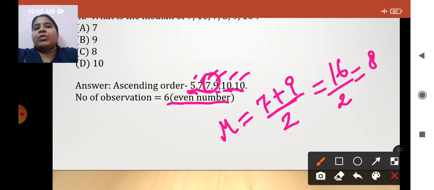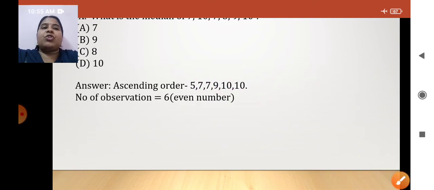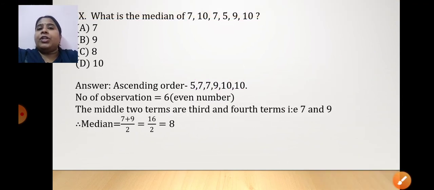So out of these options, which one is the correct one? Option C. I hope you have revised all the steps of median now. First step is to write the given observations in ascending order. The number of observations is even. So median will be the average of the middle two terms, which are the third and the fourth term, that is 7 and 9. So median will be 7 plus 9 upon 2, 16 upon 2, that is 8. So the correct option is option C. I hope you have revised all the important steps of median as well.